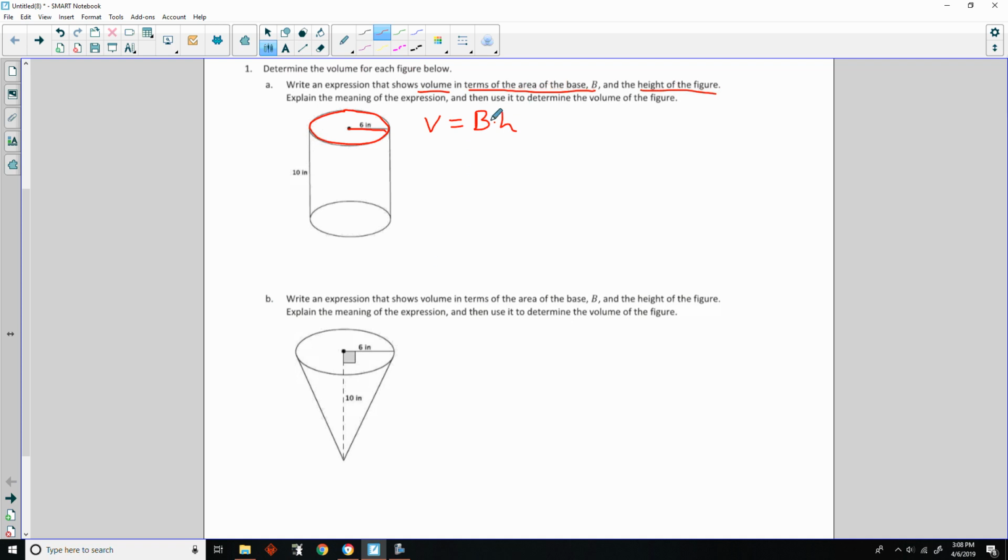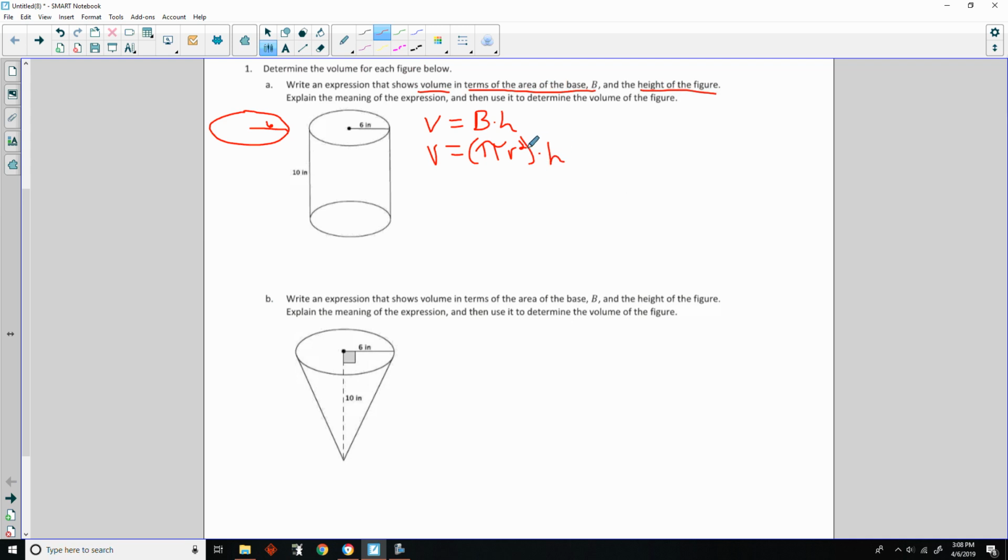So volume equals the base area times the height. Okay, well, what is the base area? Well, the base area is this circle here with the radius of 6. And the area of a circle is pi r squared. So the area of this base is pi r squared times the height.